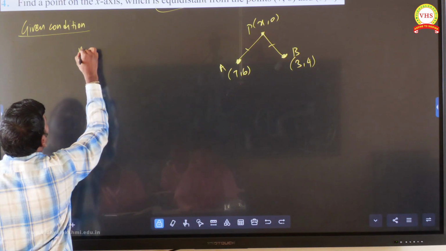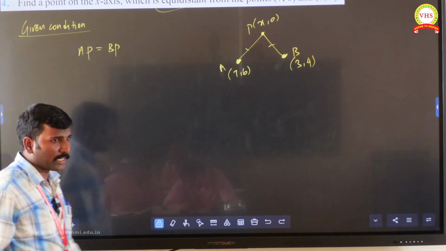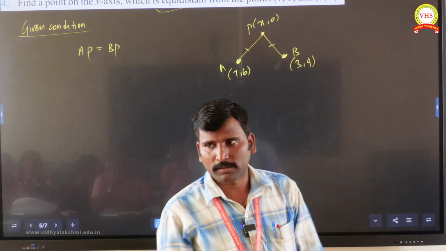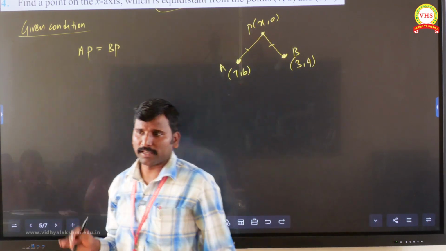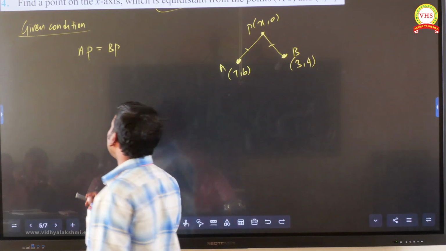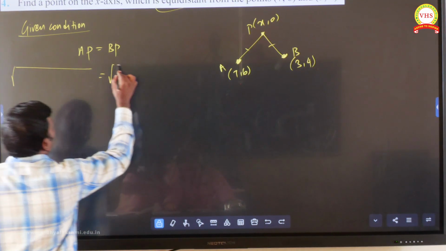Given condition is AP equal to BP. Both the distances are the same. That is their question. Then what is the point on the x-axis? That means we have to find the x value. So we use the distance formula, square root of and square root of.